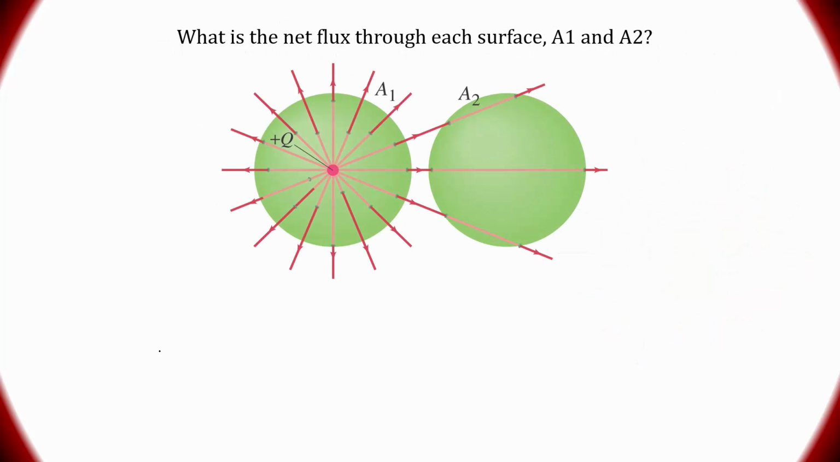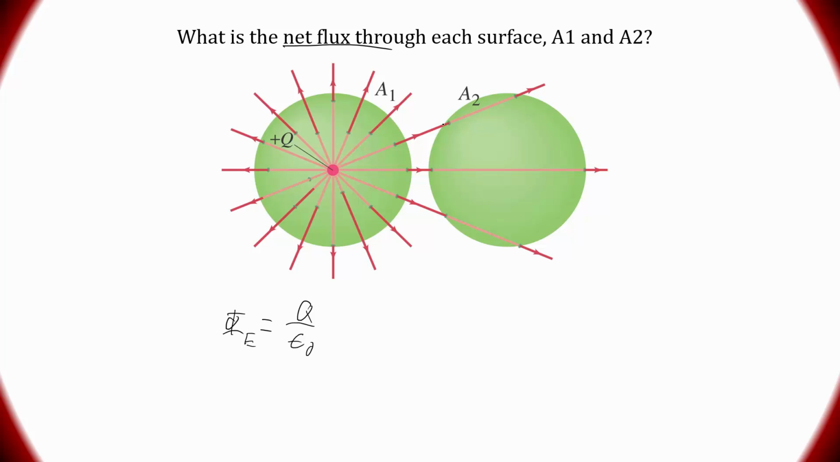Okay, let's look at another, just a conceptual example here. If we want to know the net flux through each of these surfaces, again, just thinking about the field lines helps us out. So this is the case we just did. The net flux would be Q over epsilon naught. We're not looking for the E field, I guess. So that's our electric flux through A1.